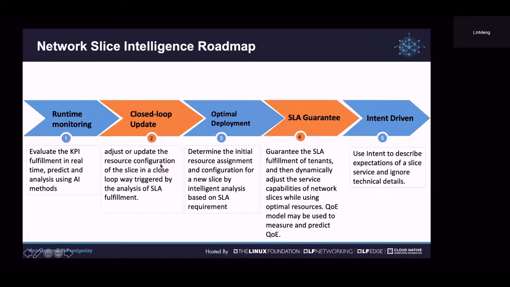For closed loop update, we now could support some simple scenarios in the RAN domain to adjust or update the resource configuration of the slice subnet in a closed loop way. And the third step in our blueprint is, in the commissioning phase, to determine the initial resource assignment and configuration for a new slice by intelligent analysis based on SLA requirements.